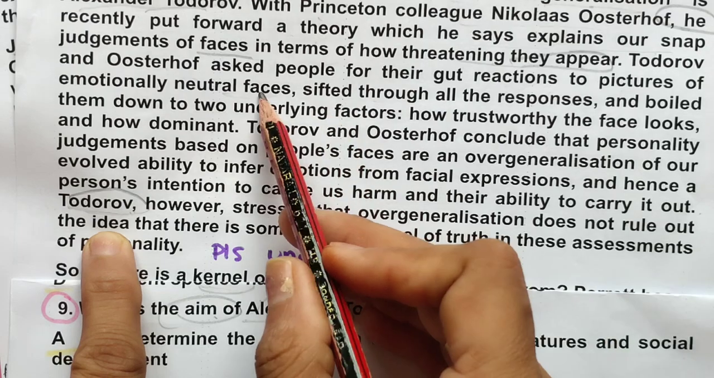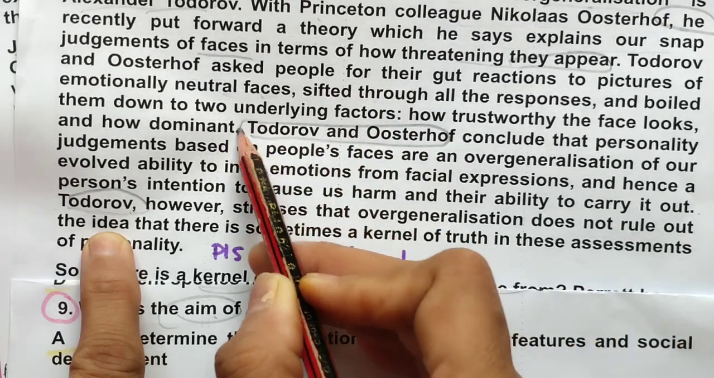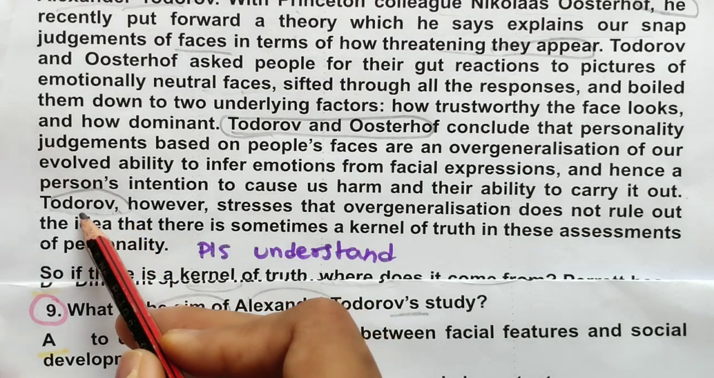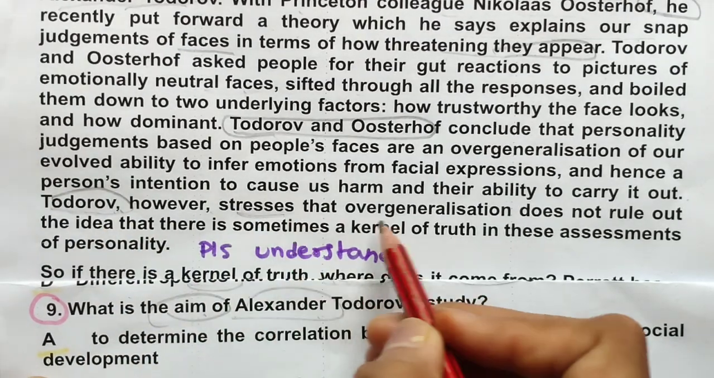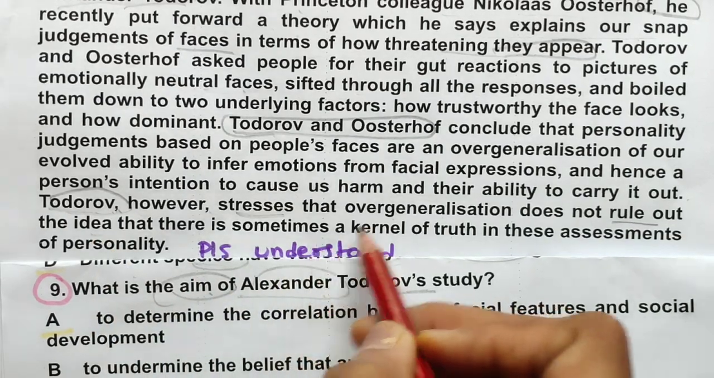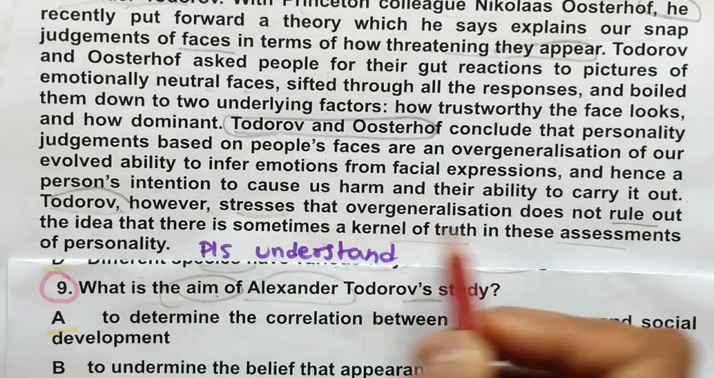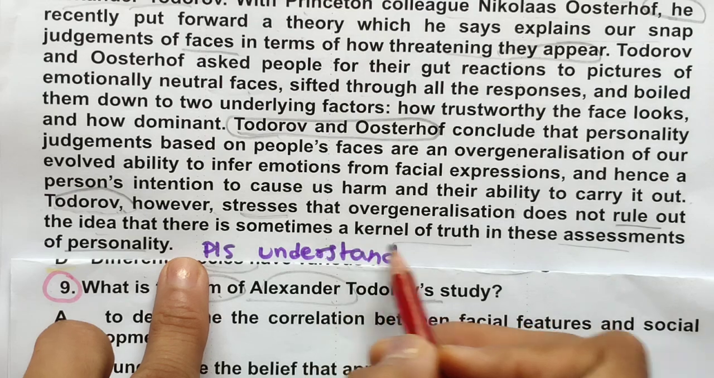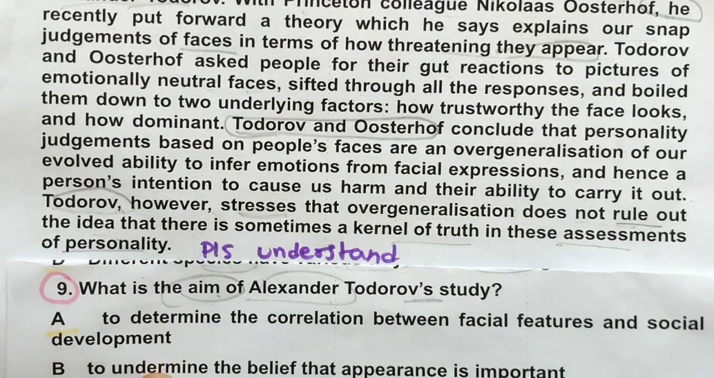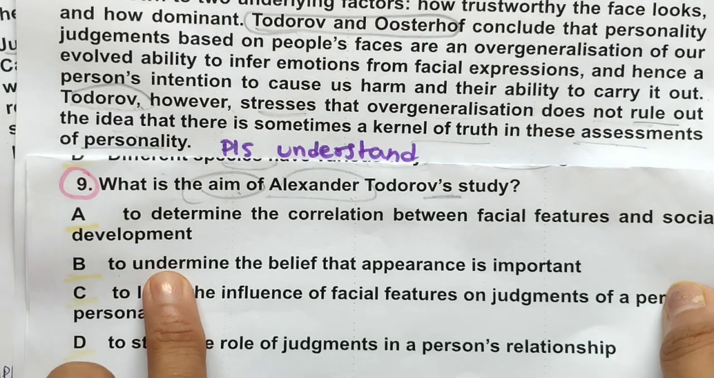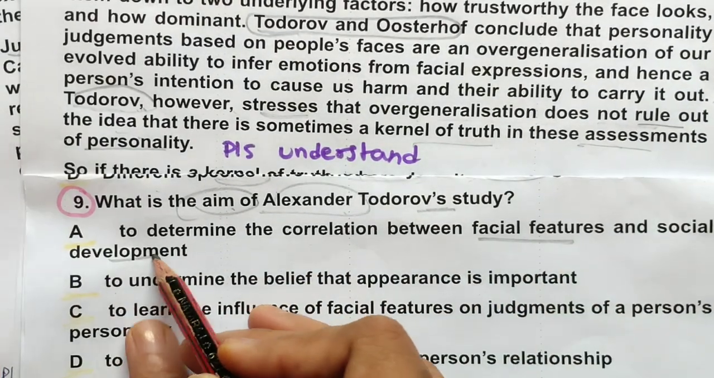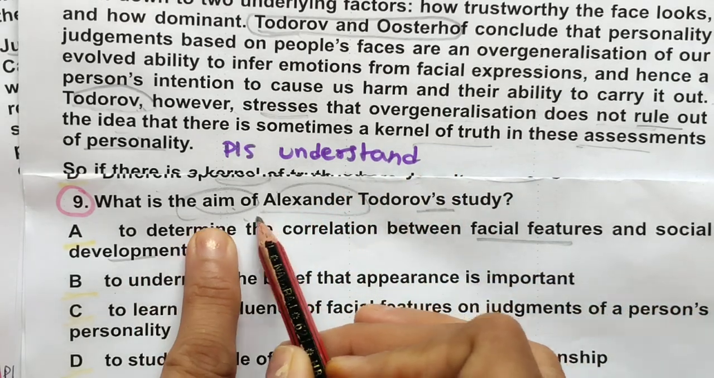Full stop is there. Till here they were talking about what they had combinedly given, experiment results and all, but here it is Todorov alone. Todorov, however, stresses that overgeneralization does not rule out the idea that there is sometimes a kernel of truth in these assessments of personality. He stresses this. Now, to determine the correlation between facial features and facial development: is this the aim of this person?